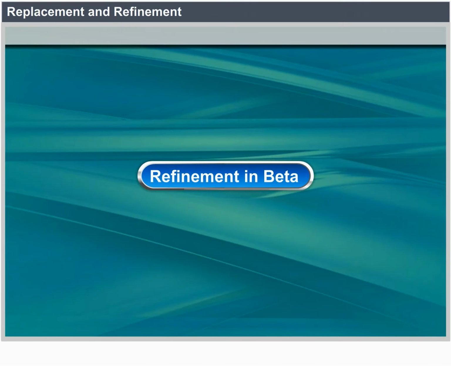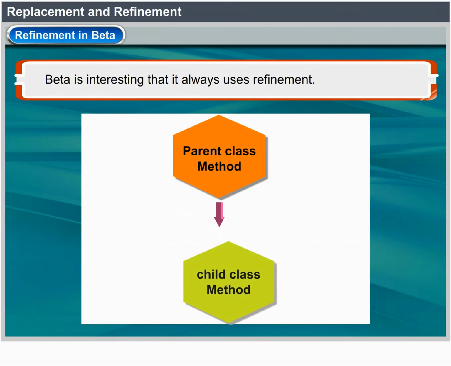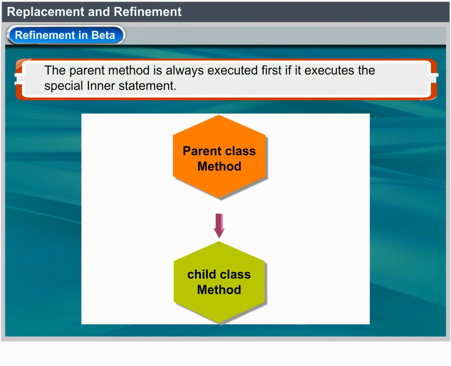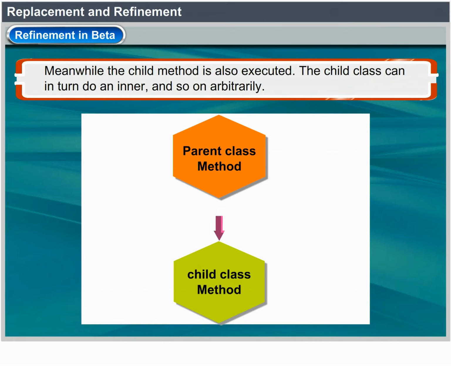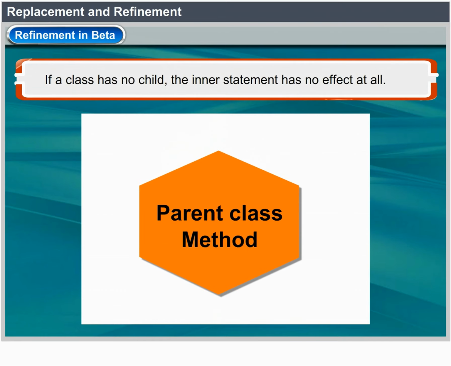Refinement in Beta. Beta is interesting in that it always uses refinement. The parent method is always executed first, until it executes the special inner statement. Meanwhile, the child method is then executed. The child class can in turn do an inner, and so on arbitrarily. If a class has no child, the inner statement has no effect at all.